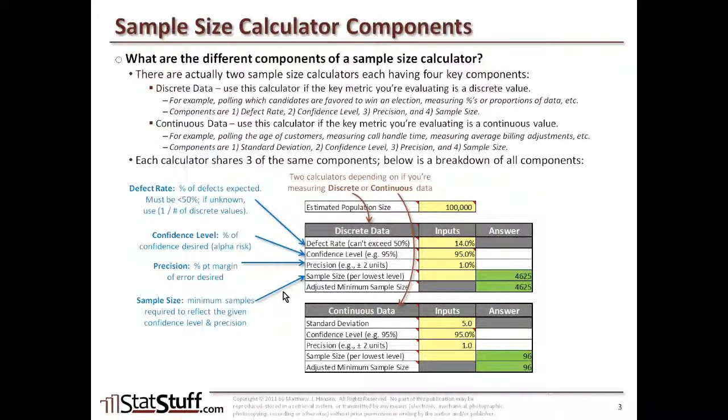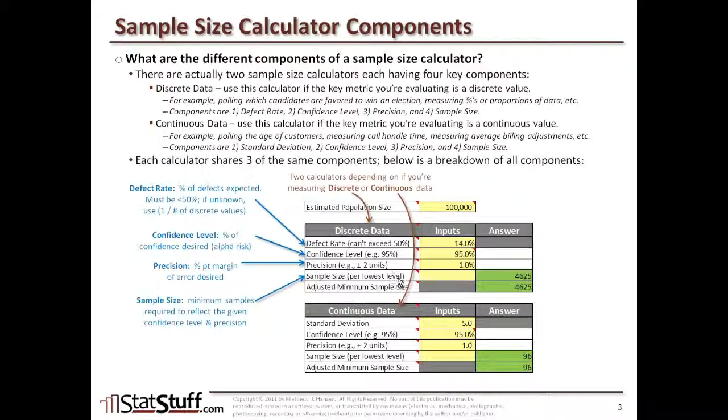The next component on each of these calculators is the sample size. This is where you're looking for the actual number of samples that need to be collected in order to sustain this level of confidence and this level of precision that you've already defined within the calculator. The sample size works the same between both of these calculators, so it's going to give you that result if that's the missing variable that you're looking for.